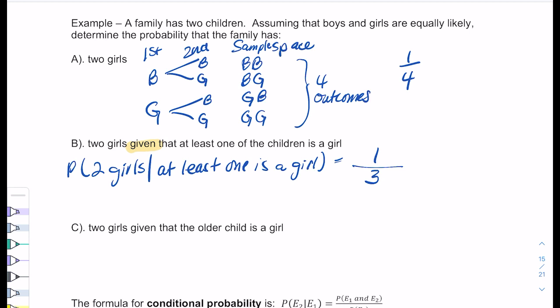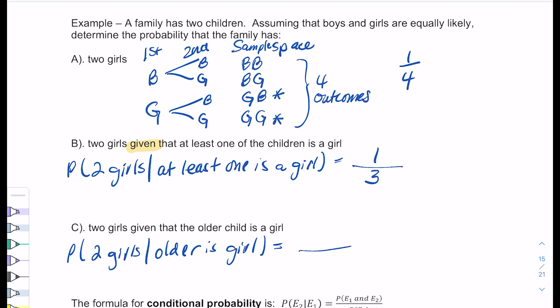For the next one, the probability that we're going to have 2 girls, given that the older child is a girl. Okay, so I'm going to look through here, given the older child is a girl. So that would mean that it would have to be this one and this one, because it's wherever the girl showed up first, right? So your sample space is reduced down to 2 now. What's the probability that you have 2 girls? It would be 1 out of 2.